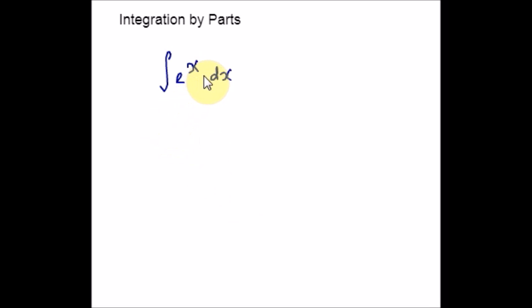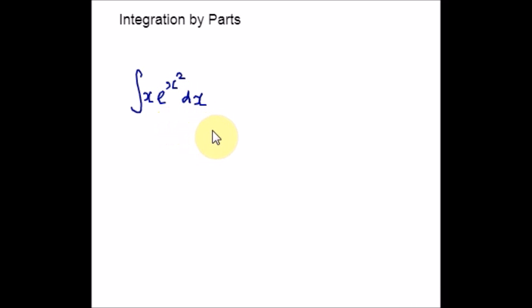Integration of e raised to x is very simple. This is again e raised to x plus c. So that was simple enough. Am I right? Okay, let me show you one more example.